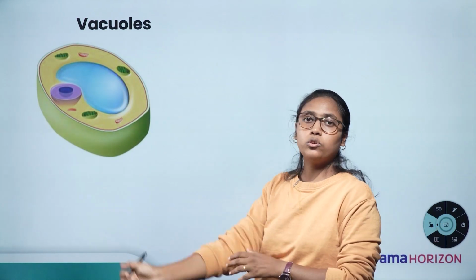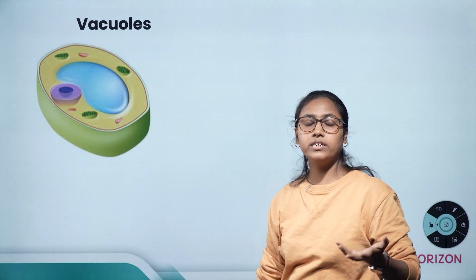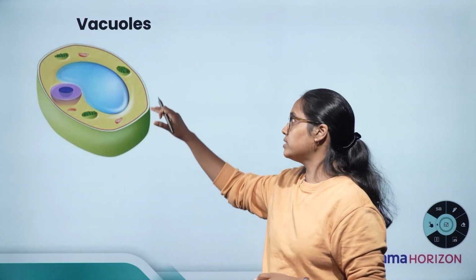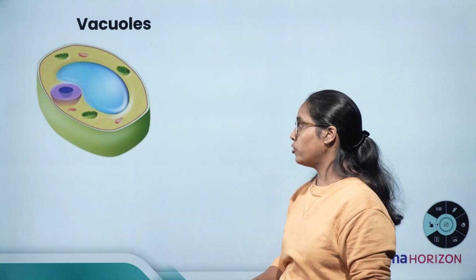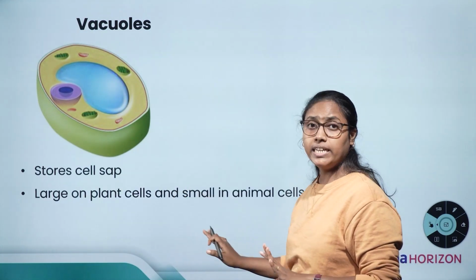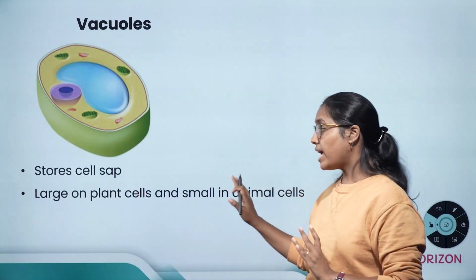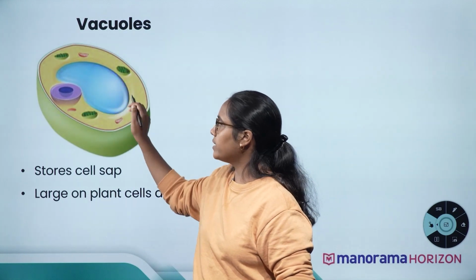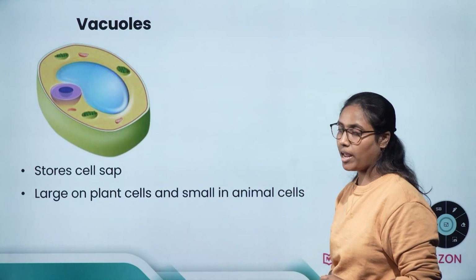So what do vacuoles do? They store waste materials, cell sap, a lot of sugars, proteins; all these things are stored in the vacuole. They are large in plant cells and small in animal cells. They have only one membrane, which is known as the tonoplast.